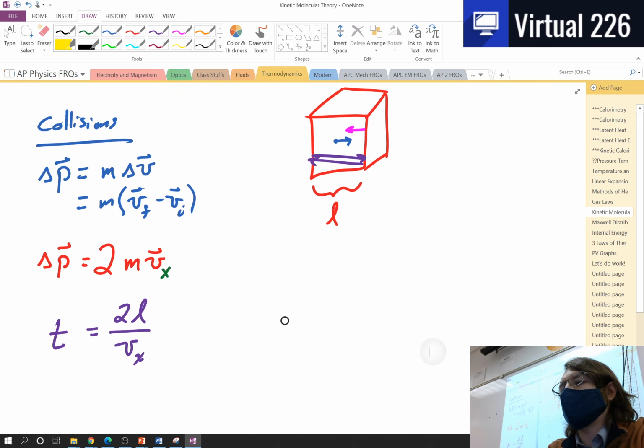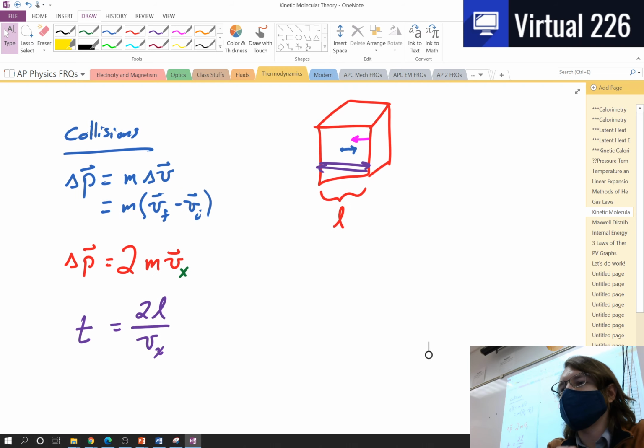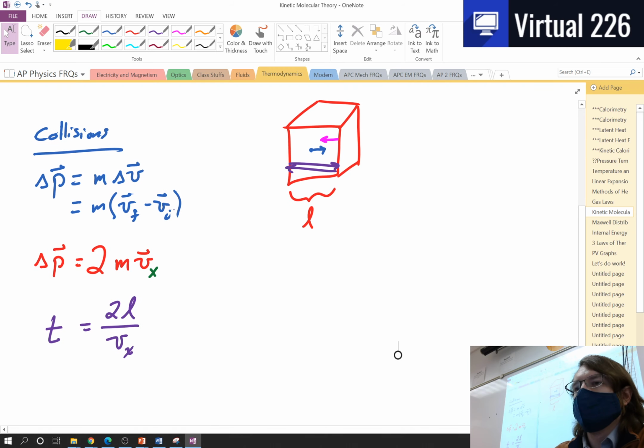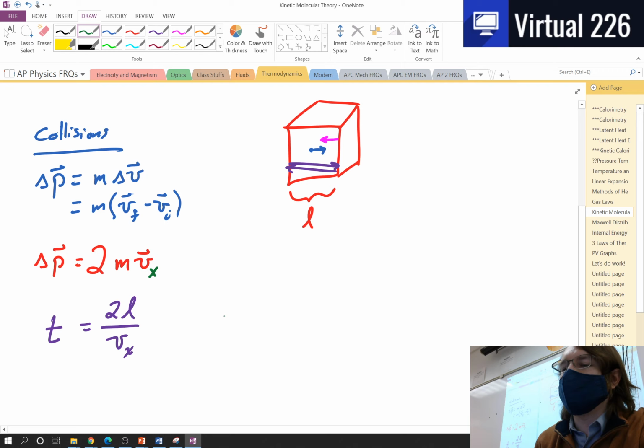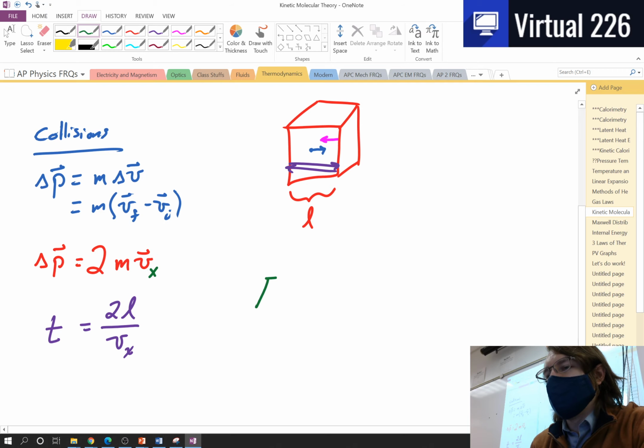So right now we've just stated that this particle is going through a change in momentum when it hits the sidewall and bounces back, and it takes some amount of time to go from one edge of the box back to where it started. Now, why does this even matter? Well, if we want to go back even further into classical mechanics, we can use my all-time favorite equation: F equals ma.